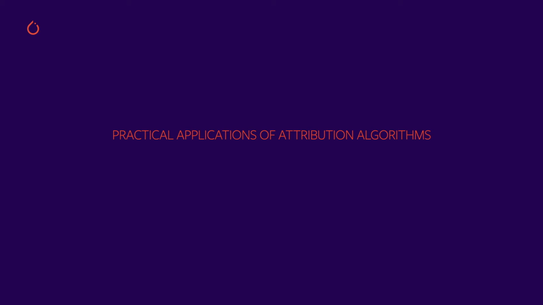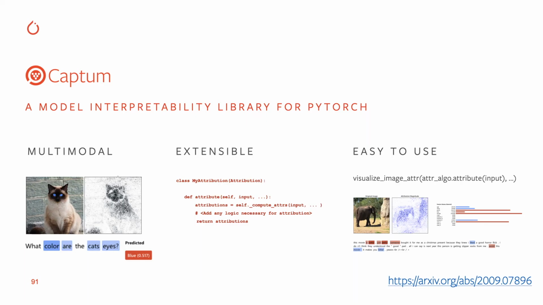In this part of the lecture, let's look into the practical applications of attribution algorithms. Before we start with the practical applications, I'd like to introduce a model interpretability library for PyTorch models called Captum. We will use this library to perform gradient and perturbation-based attribution computations for classification and segmentation tasks later in this lecture. The library has three main characteristics.